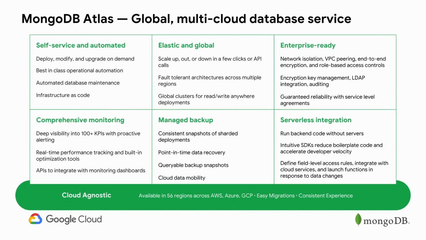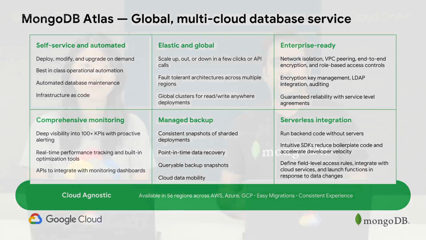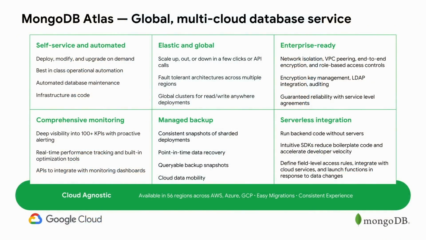So with this, today with GCP, we'll be using MongoDB Atlas, which is a global multi-cloud database service. What this means is it's a database as a service. It lets developers self-service the database, MongoDB, whether it's one replica set or you want to do a globally distributed cluster, you can do it with a few clicks. And it's elastic. It lets you scale up and down using APIs or from the UI. Lots of security features, enterprise-ready features, network isolation, you get encryption, you get guaranteed reliability with different SLAs. So a lot of enterprise features.